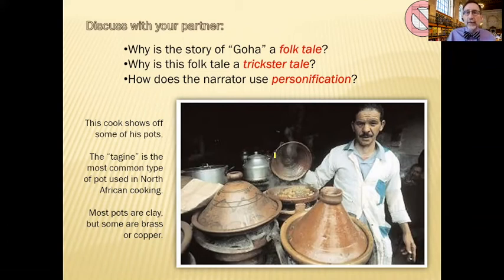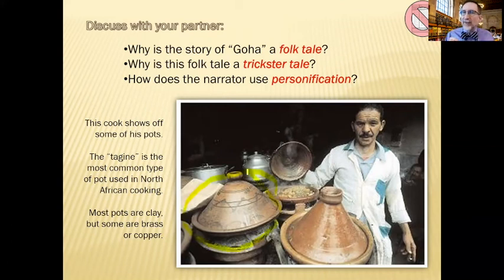So if you take a look at the picture here, you see a man from Morocco in North Africa, and those pots with the high chimney lids on them, those are called tagines. They're used to cook food at a fairly low temperature for a long time, and the heat stays in, but the steam can escape. Most of the time, these things would be made of earthenware. They'd be made of clay or stoneware or something like that. But every once in a while, and I think this might be one right here, I'll draw a circle around it. It's hard to tell from the picture.